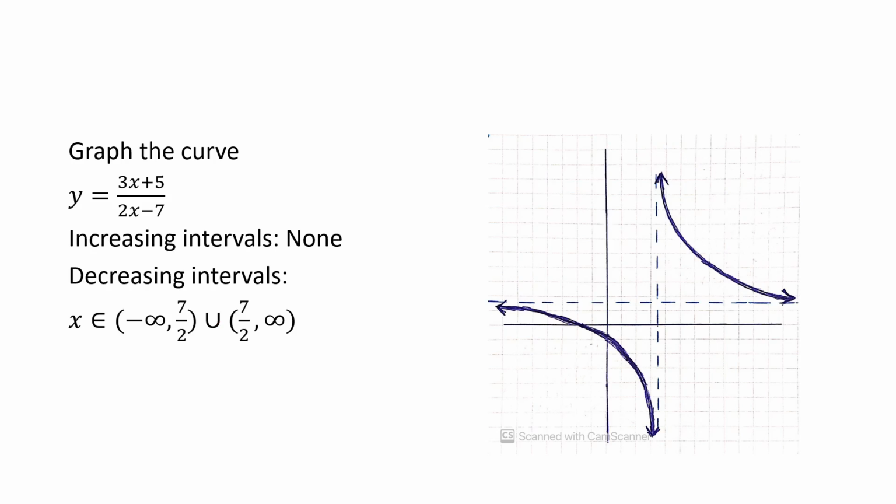Now, let's look at our increasing intervals. We don't have any. No matter where we are on this curve, we're never moving upwards if we move to the right. Don't look at the direction of that arrow to make this decision. In other words, take a tiny step to the right and ask yourself, would you go up or down? And no matter where you are on this curve, if you take a tiny step to the right, you're going down. So our decreasing intervals are, as shown, negative infinity to 7/2 in union with 7/2 to positive infinity.